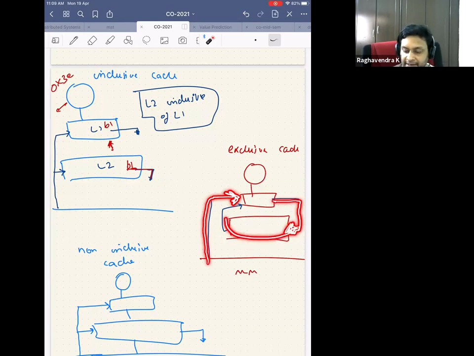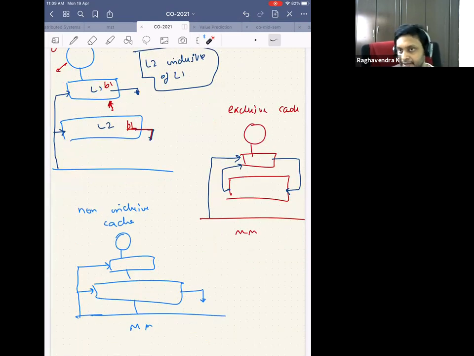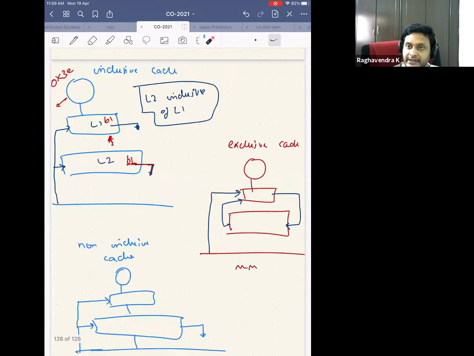And if it's again a hit, then it will be removed from L2 cache and kept in L1 cache. It's an exclusive cache. And a non-inclusive cache is neither here nor there, it's in the middle, which means that when I bring a block, I keep it both in L1 and L2. But when I kick out a block from L2, I don't touch the L1. But here, since I'm maintaining strict inclusivity, if I kick out a block from L2, I make sure that the block is also removed from L1.